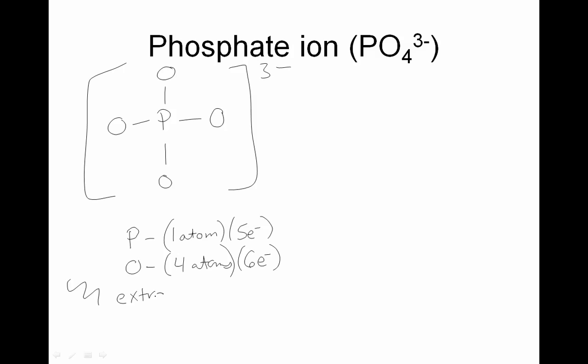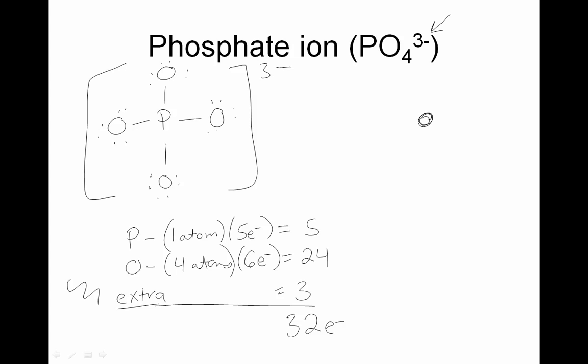Then extra electrons. Do we have any extra? We do. Why do we? We have a 3 negative charge. So we have a total of 3 extra electrons. So we have 5 electrons. 6 times 4 is 24, plus 3 gives us a total of 27, plus 5, 32 electrons total. So if we just simply add 8 electrons around every oxygen, sorry, 6 more, we already have 2, that's going to give us our Lewis structure for phosphate.